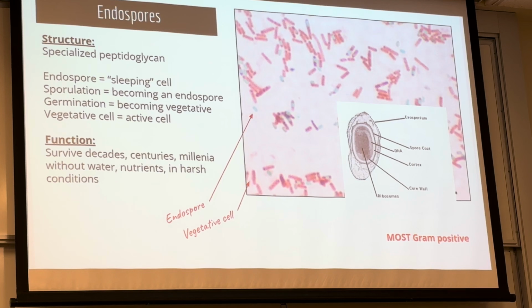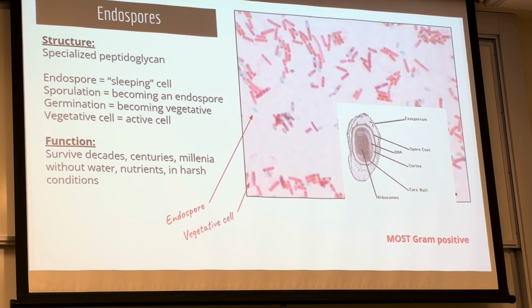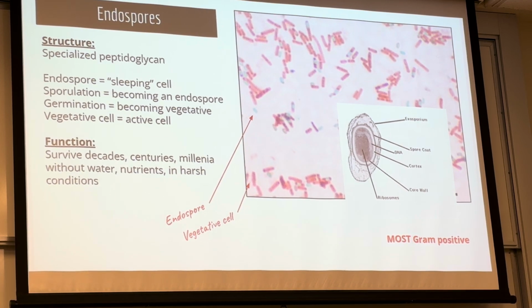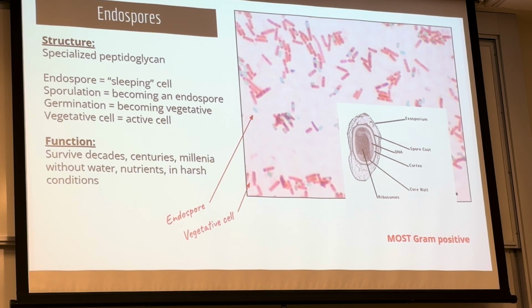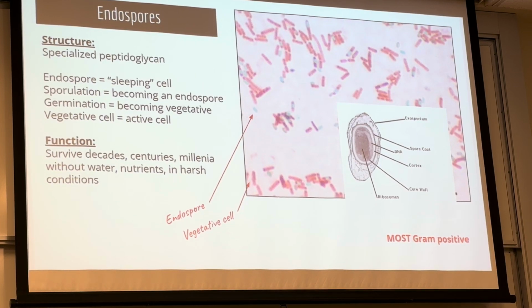And then usually it will sporulate. Do you guys have an idea why it will sporulate? Like what would make something dehydrate? Temperature maybe? Yeah, temperature, nutrients, like if it runs out of nutrients, if it's in a toxic environment. Mostly when it runs out of supplies, it'll form an endospore. And then once it has a lot of supplies, it can become a vegetative cell again.